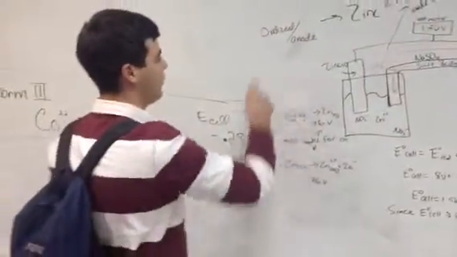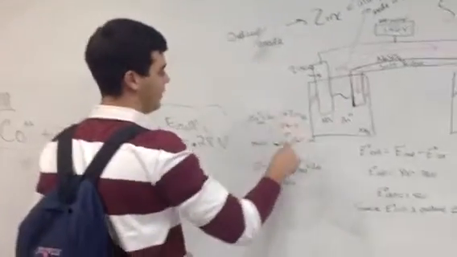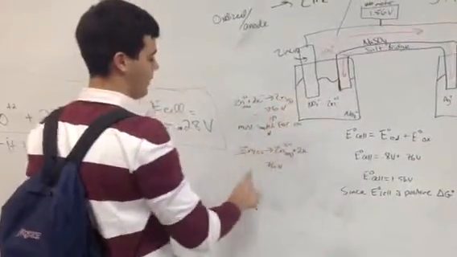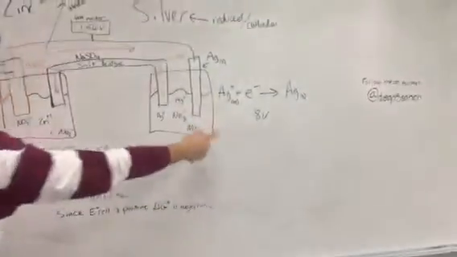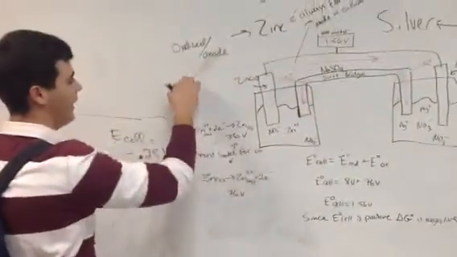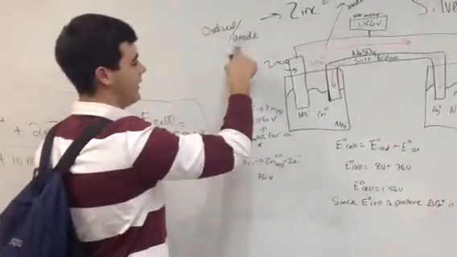And I do that because oxidation is losing electrons, and reduction is gaining. NOx, that's why this is the anode, and red cat, that's why that's the cathode.